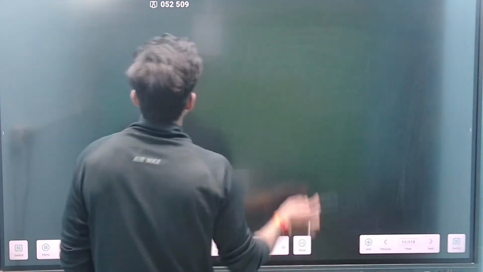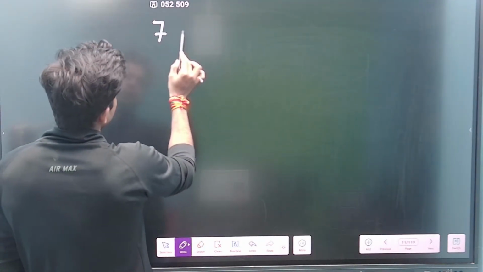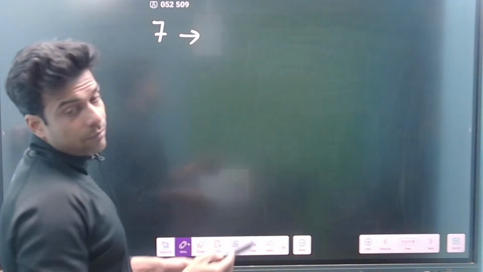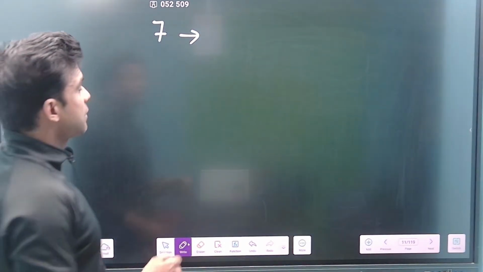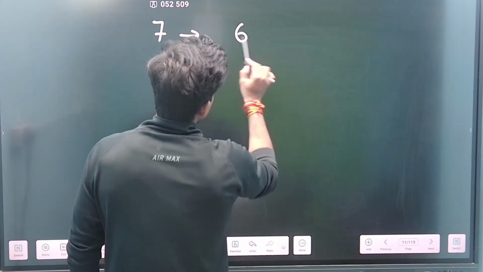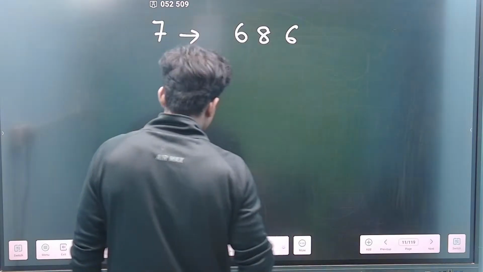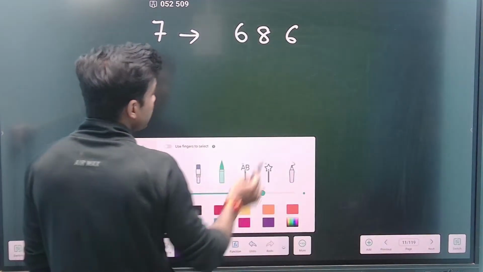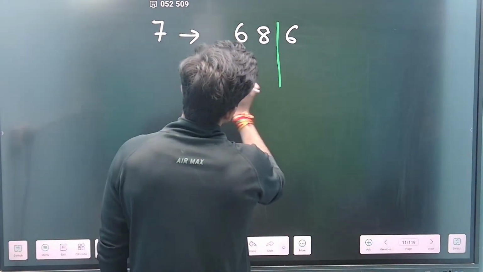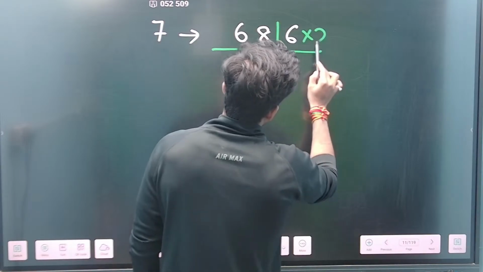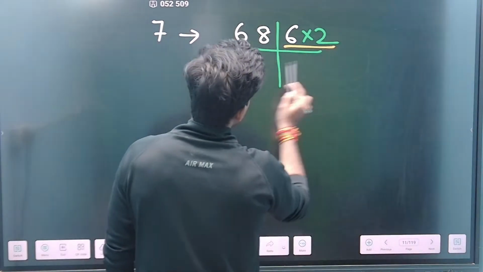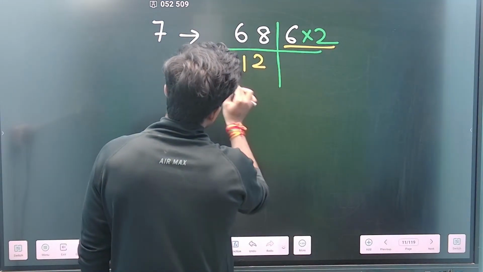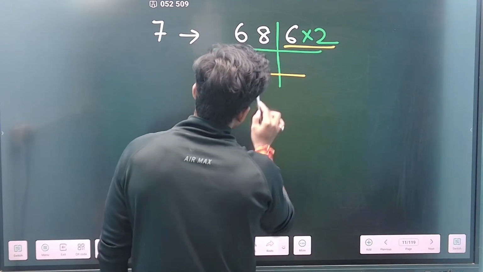Let's come to 7. Let's take an example, which will be clearer for you: 686. What I need to do is separate this last 6 from the whole number and multiply it by 2. I multiply this 6 by 2 to get 12. Then I subtract this number from the rest, 68, so this gives 56.